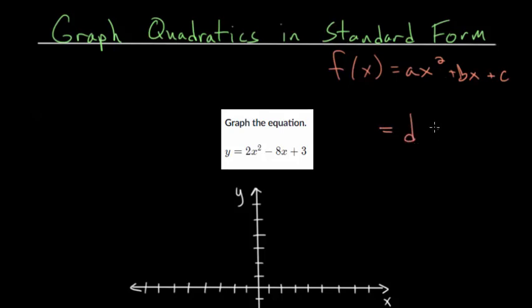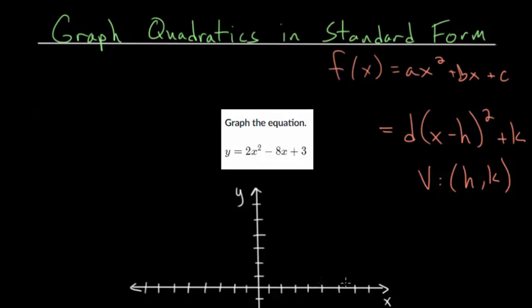Let's use a different letter, d times x minus h squared plus k, where the vertex is at h comma k. So if we transform this to vertex form, then we can first plot the vertex and then just plot some value on the left or right of that and use symmetry to find a third point. And to transform this to vertex form, notice that we have a perfect square in this vertex form. And to get this, we will have to complete the square.